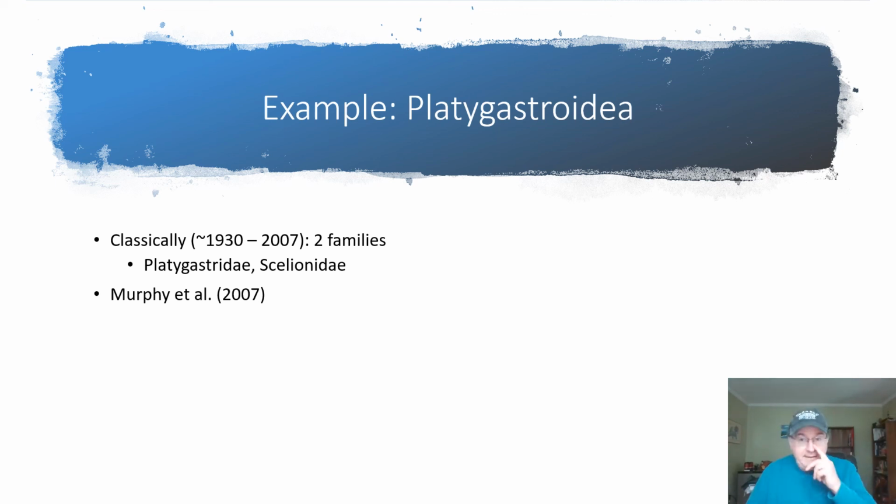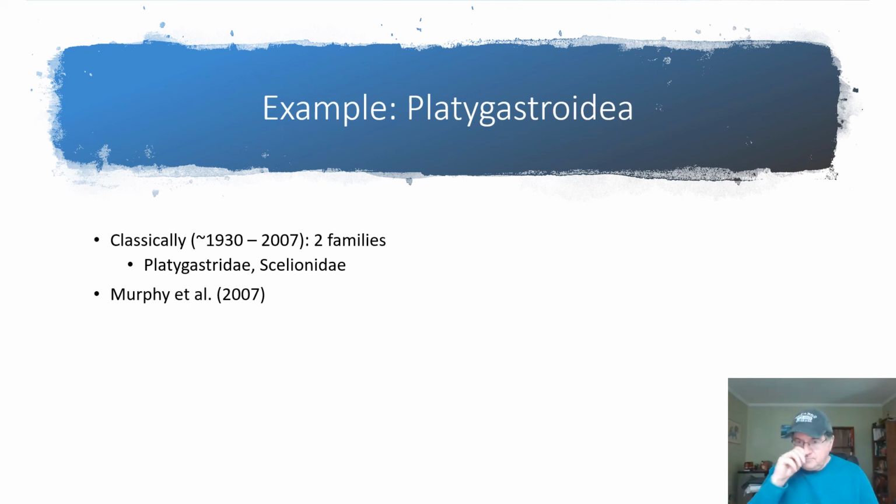Actually, let me get into that a little bit. Classically, the superfamily Platygastroidea, and when I say classically, I'm talking from about 1930 or so up until 2007. All of the species in this superfamily, and the last count I have is something like 6,000 species and growing every year, were placed into two families. There was the Platygastridae and the Celeonidae.